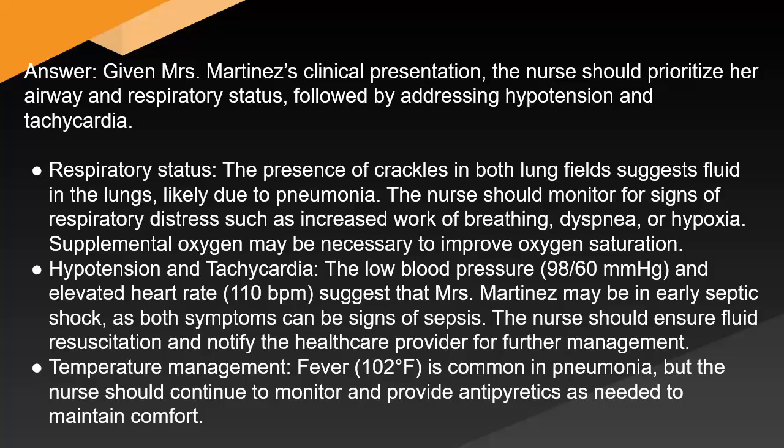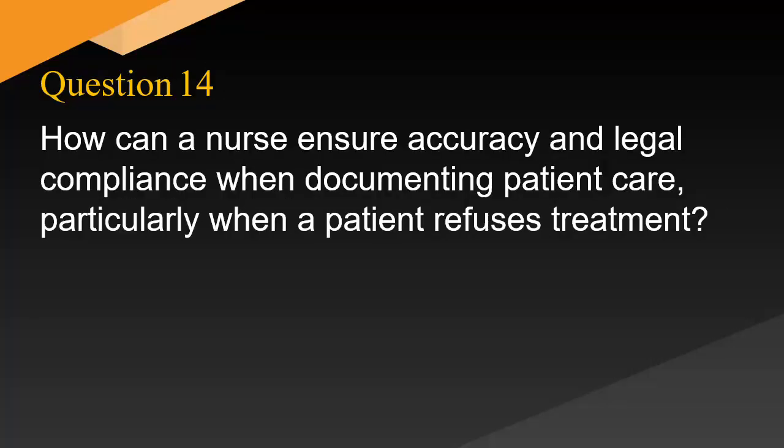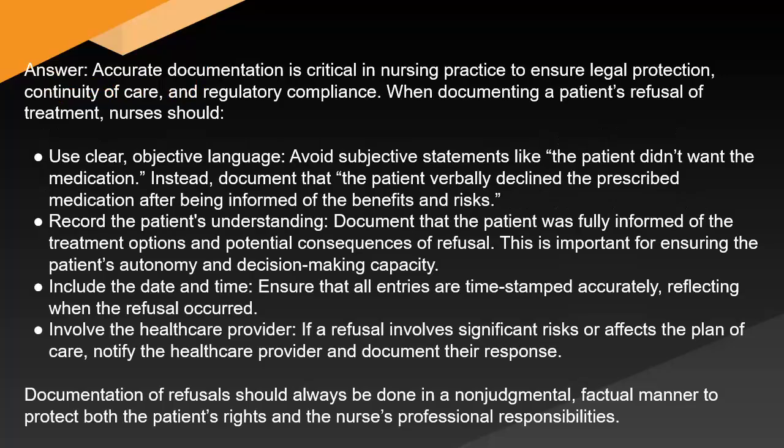to maintain comfort. How can a nurse ensure accuracy and legal compliance when documenting patient care, particularly when a patient refuses treatment? Answer: accurate documentation is critical in nursing practice to ensure legal protection, continuity of care, and regulatory compliance. When documenting a patient's refusal of treatment, nurses should use clear, objective language, avoiding subjective statements like "the patient didn't want the medication." Instead, document that the patient verbally declined the prescribed medication after being informed of the benefits and risks. Record the patient's understanding.